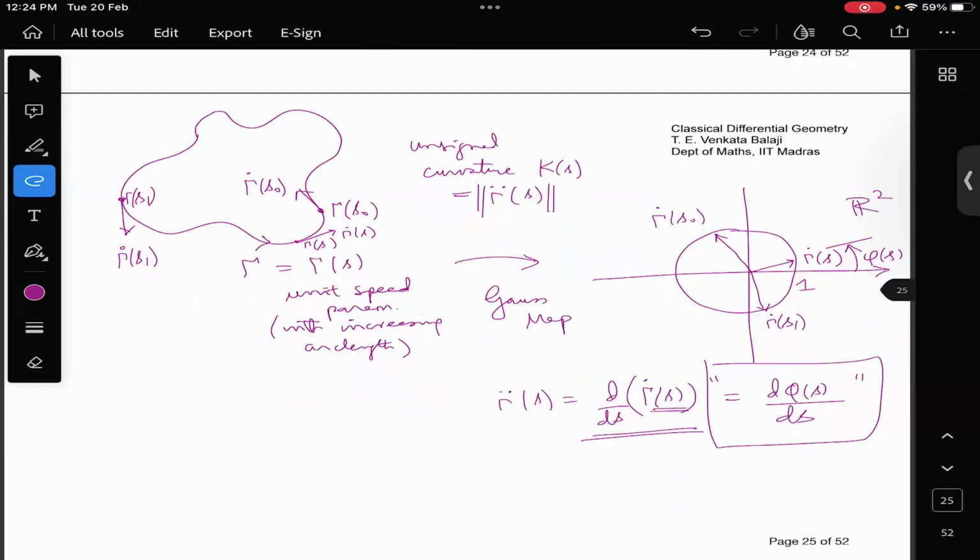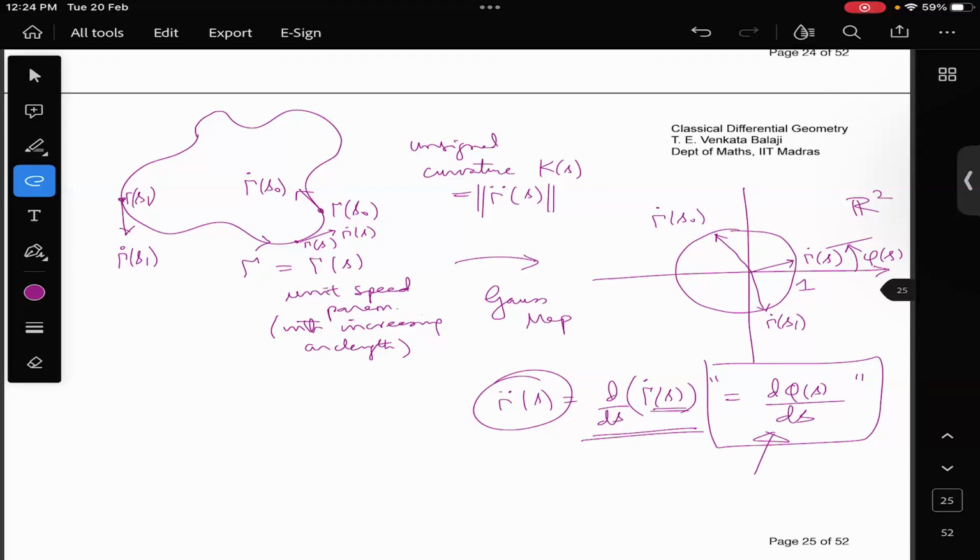Okay, so I have put quotes here because there is something here. I should not write it like this because this is a vector and this is a scalar. So there is a vector that has to come in, and there is a scalar that has to come in. The vector that is going to come in is a unit vector, the unit normal, and the scalar that is going to come in is the signed curvature. And the signed curvature is exactly this d phi by ds.